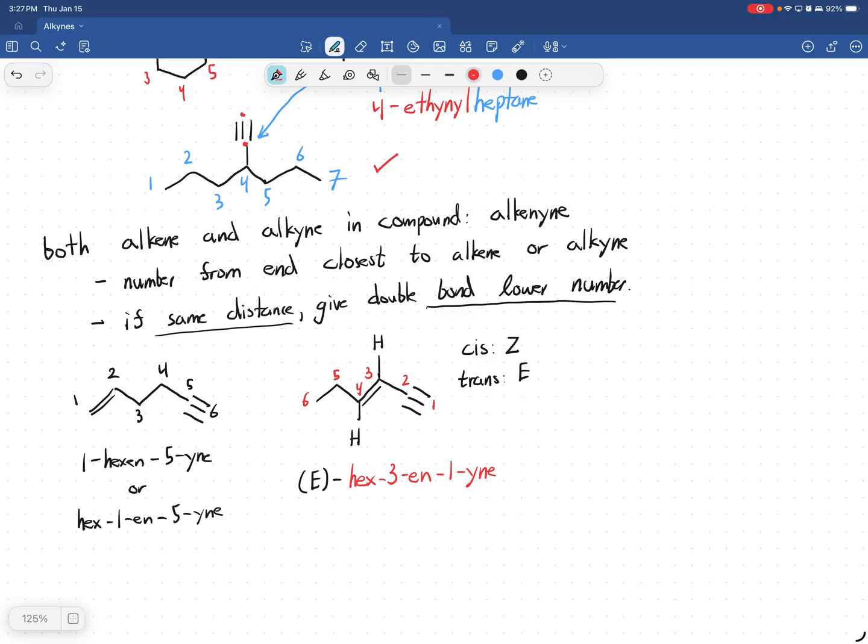It goes with practice. So that's how you would name these if you have both an alkene and an alkyne. But let's do one more where we introduce stereochemistry. I think it's useful if we also remember stereochemistry. Do we remember R and S?